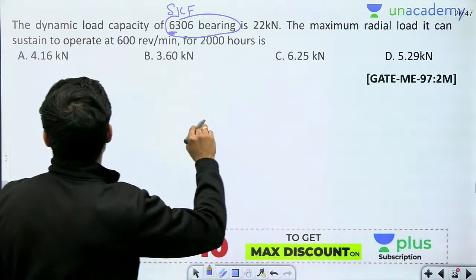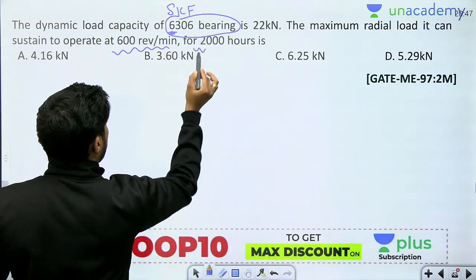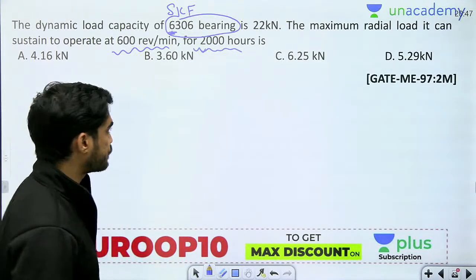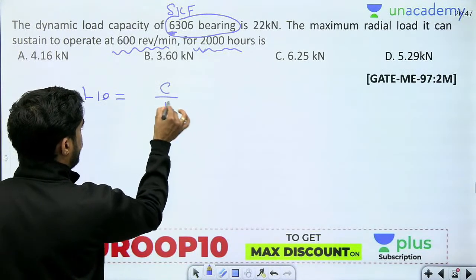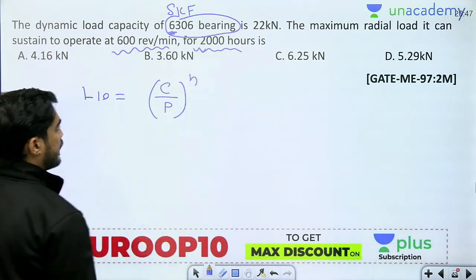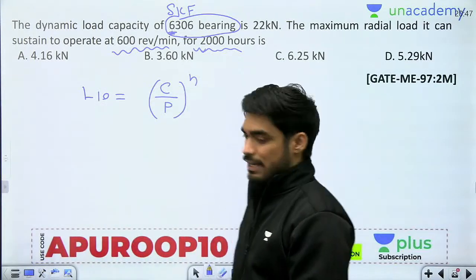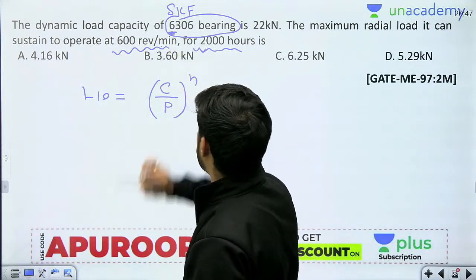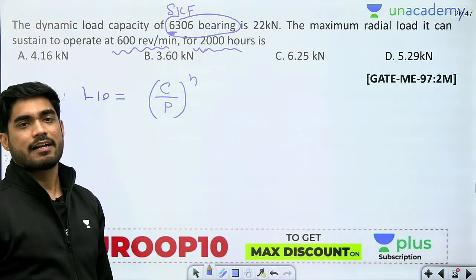Maximum radial load it can sustain at 600 revolution per minute for 2000 hours. अब यहाँ पे ध्यान दो. L10 will be equals to C by P whole to the power n. Now here they have not given the life in million revolution. Here they have mentioned the life in revolution per minute and hours. अब बेटा यहाँ we have to convert it in million revolution.